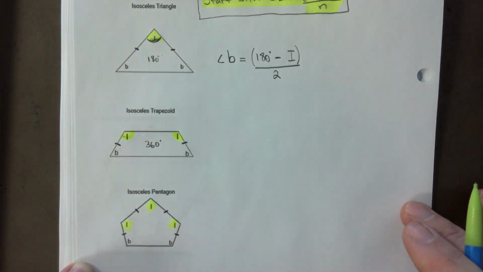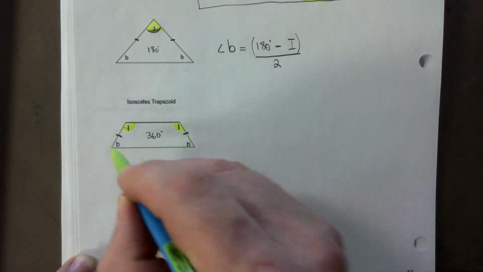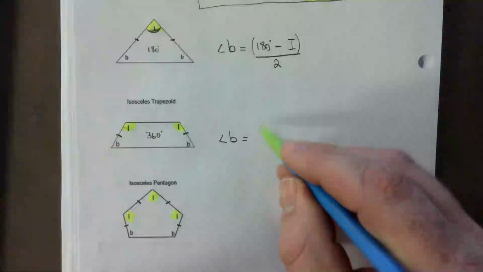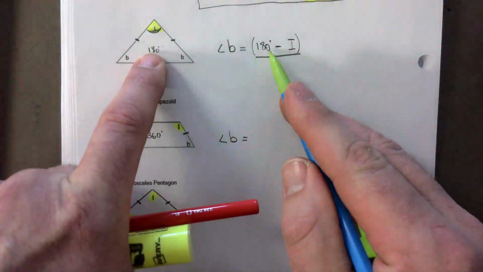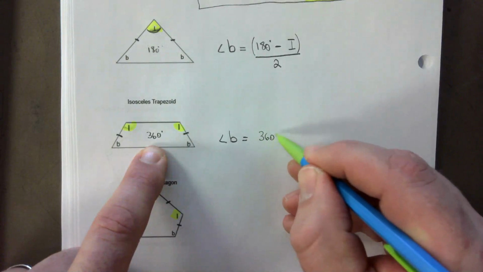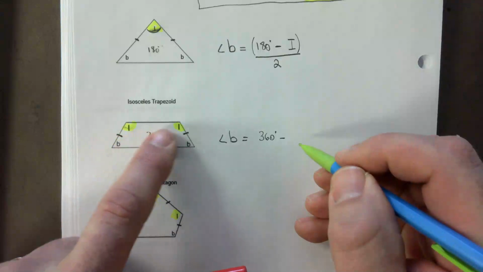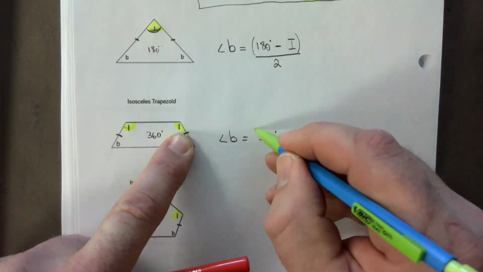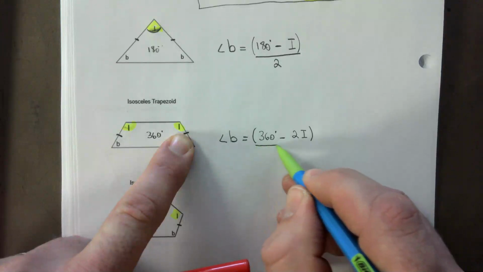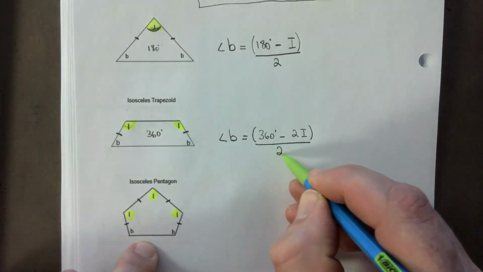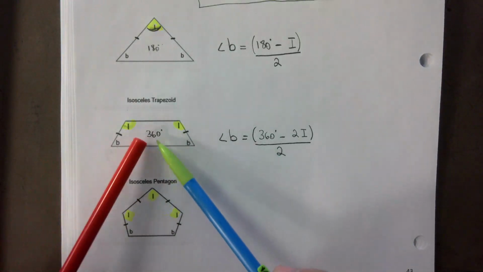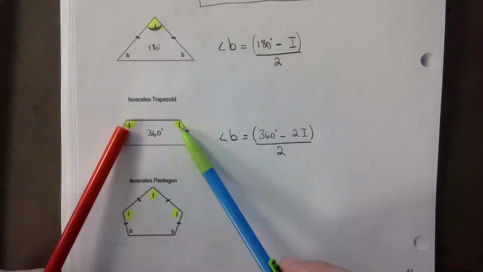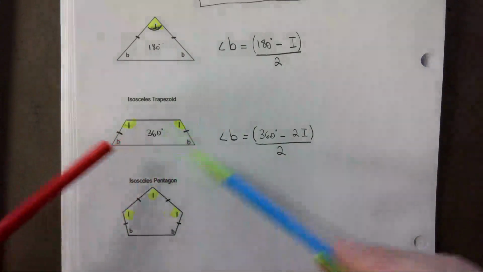Okay, same idea. What would be the formula for the base angle here? What do we start with if you use this pattern, instead of 180? All right. Minus 2 interior angles, right? So we're going to go minus 2 i's divided by 2 again. Because if we take 360 and we subtract both of those interior angles, whose interior angles are these? From the original big polygon that you find this one in.